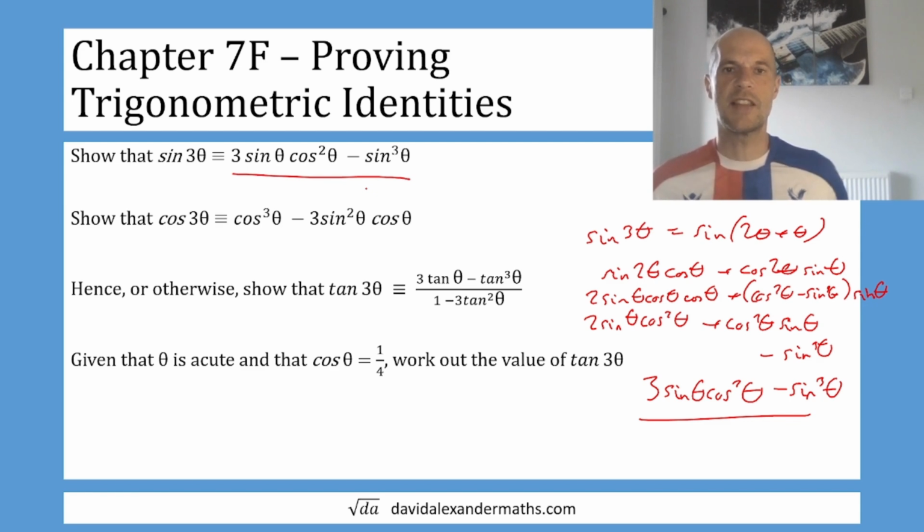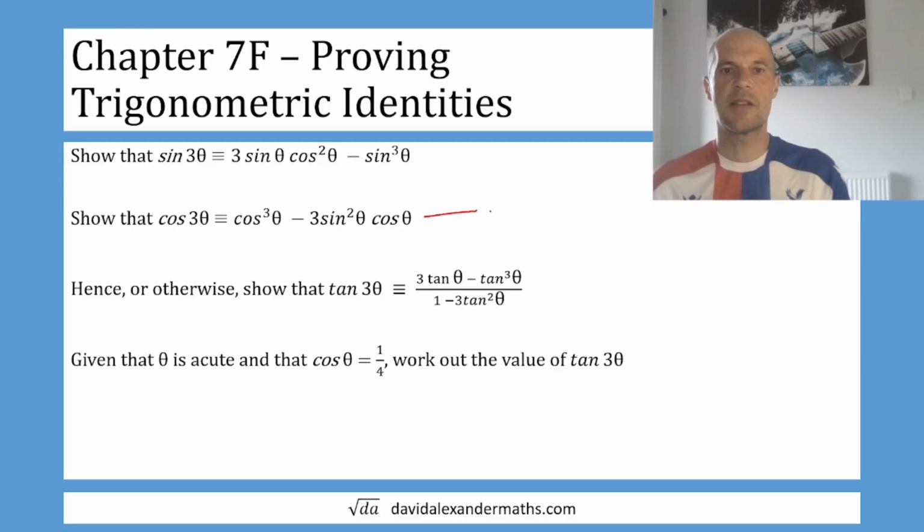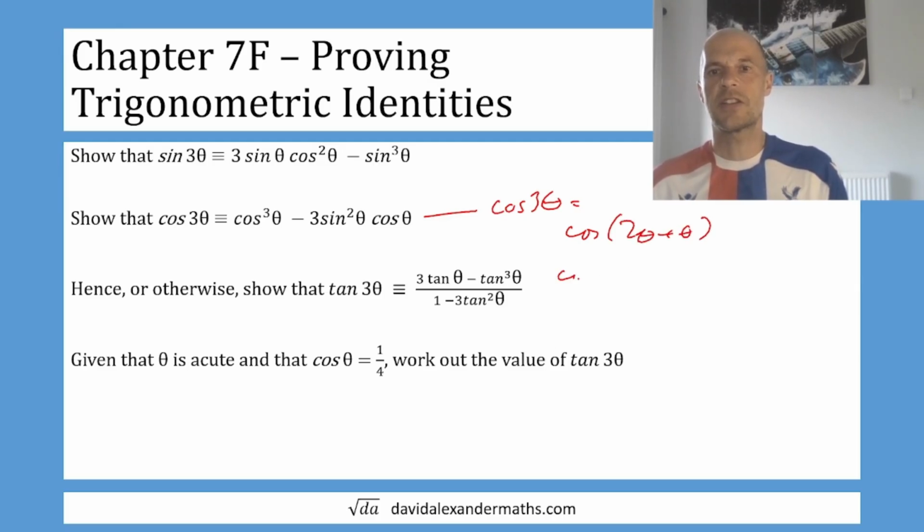So I'm just going to delete the ink to clear things up a little bit. Okay, so for this similar one, I'm going to say the cos of 3 theta is cos of 2 theta plus theta. So that is going to be cos 2 theta cos theta, subtract sine 2 theta sine theta.